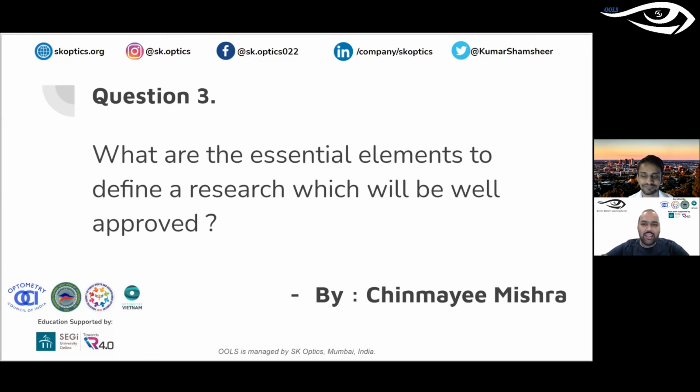Okay, let's look at another one. What are the essential elements to define a research which will be well approved? So again, any tips on how to make our research be approved well? I know you have covered many of the points, like look out for gaps in the research, not trying to be different. But anything you would like to add on this aspect?